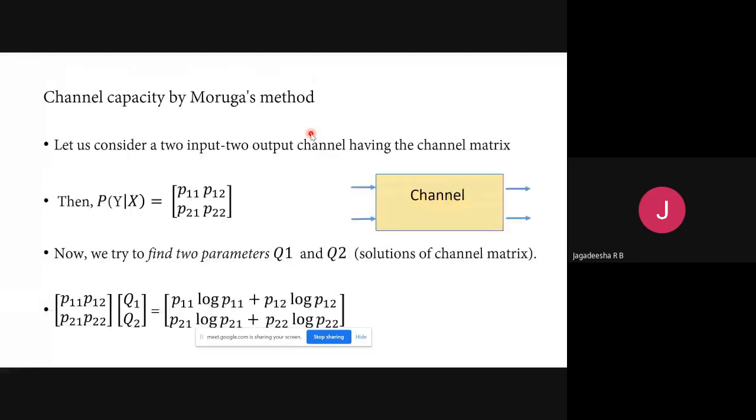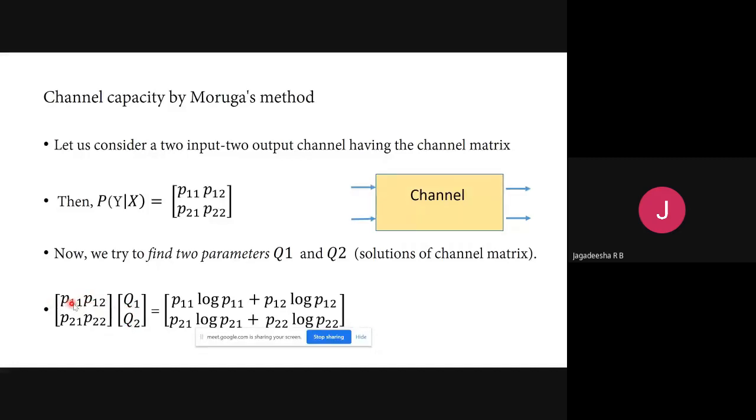So from the previous slide, we can write P11 multiply Q1 plus P12 multiply Q2. That is basically matrix multiplication, equal to P11 log P11 plus P12 log P12. If you want, I go back and show you what we did. So here, P11 multiply Q1 plus P12 multiply Q2. So that's basically matrix multiplication. You want to multiply this matrix and this matrix.